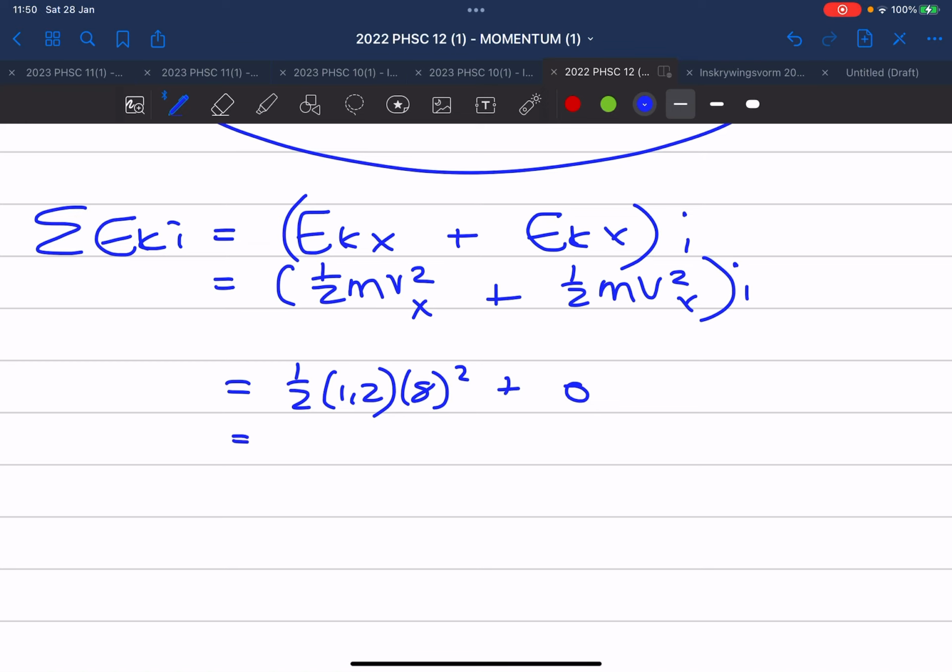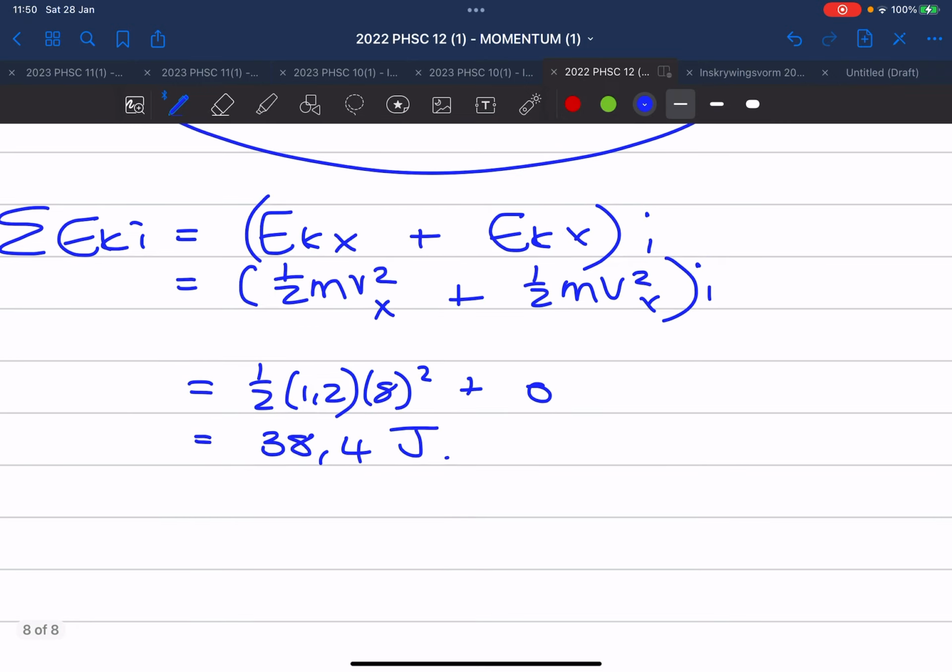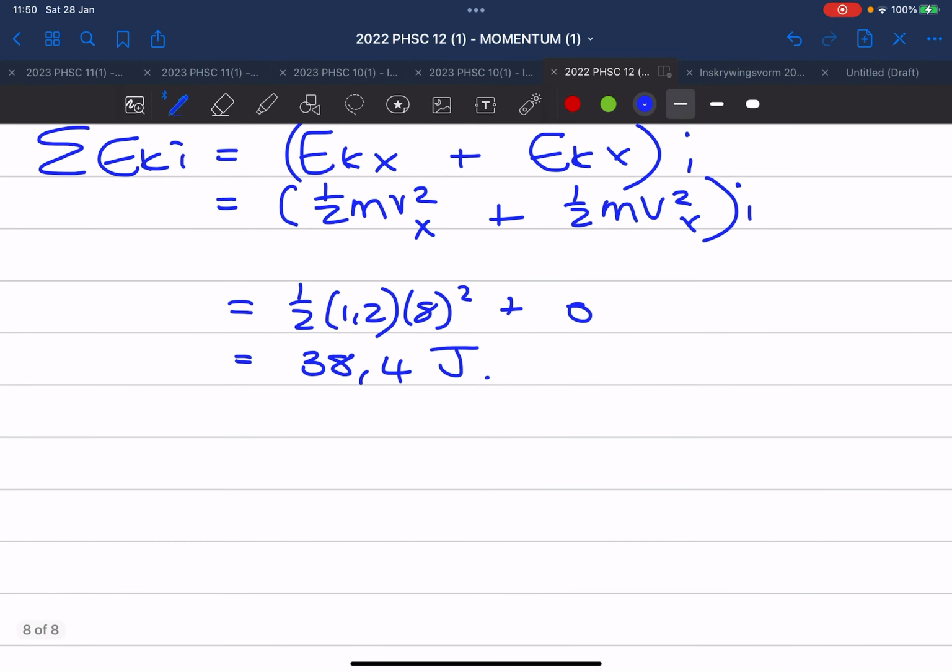Okay. Sure, wat is daai? 64, 32. Hoeveel? 48. 88. On the dot. Mooi, dankie mama. En die eenheid? Joules. Okay, so dit is die som van die kinetiese energie aan die begin.